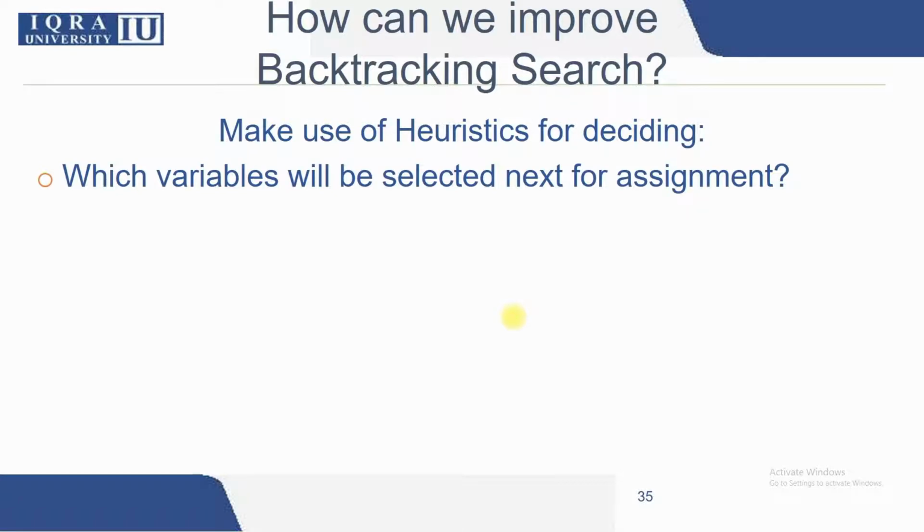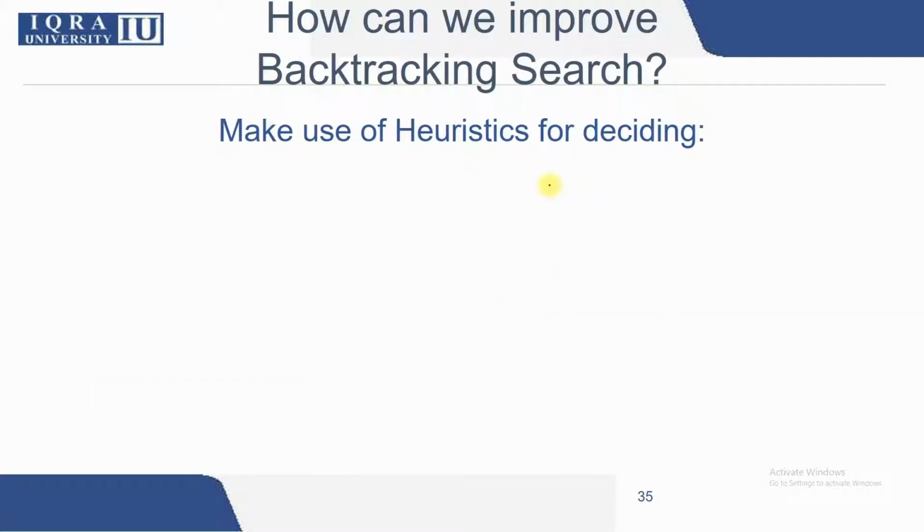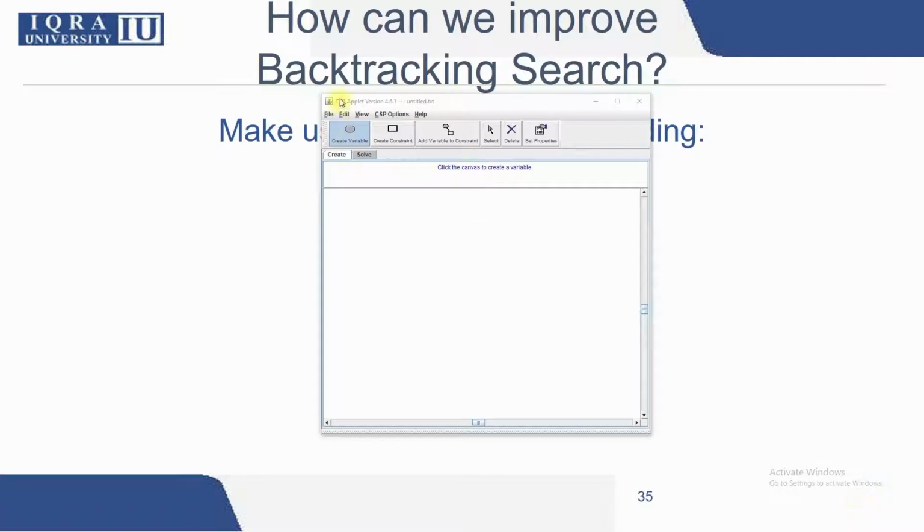Let me start by giving you a demonstration of how backtracking search works, and then we're going to look into how we can improve backtracking search. So we are going to use this applet provided by aispaces.org. Again, I'm going to talk about the implementation in a separate video. So to make things simpler, I'm just going to demonstrate this video from the applet.